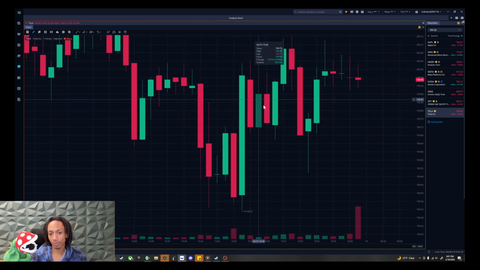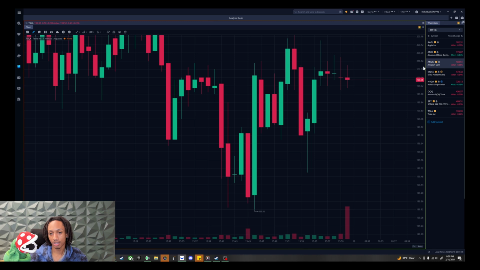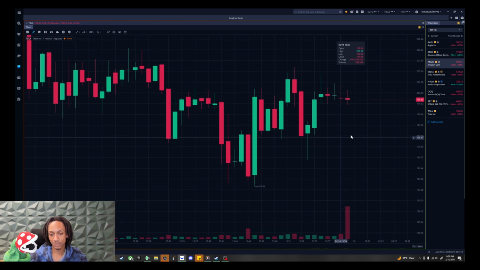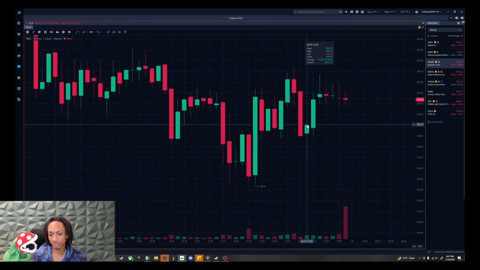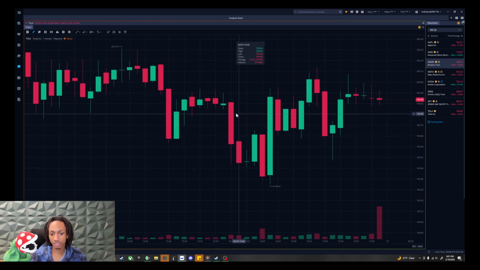So they always open real close to each other, and close. And then the wicks, that's the total range of the time frame. And the body, that's just the space between the open and close. So, let's look at this candle right here for an example. It opened at 199.64, closed at 199.5. So, opened at a higher price, closed at a lower price.